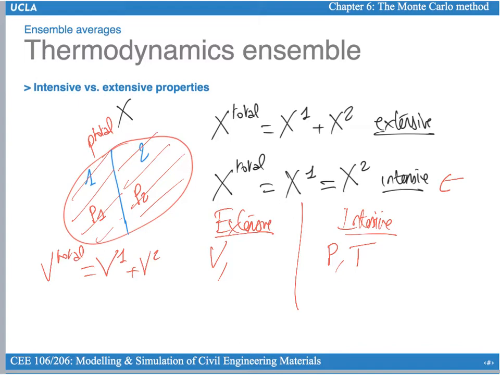If the system is at equilibrium, then the temperature of system 1 is equal to the temperature of system 2. On the other hand, the number of atoms would be an extensive property. The total number of atoms is equal to the number of atoms in system 1 plus the number of atoms in system 2. And another example is the energy. The total energy will be equal to the energy of system 1 plus the energy of system 2.